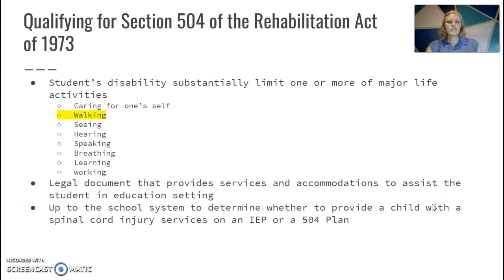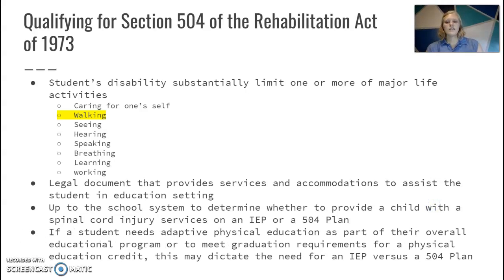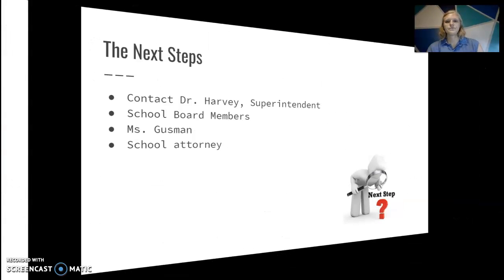It is up to the school system to determine whether Miguel would be justified under the IEP or 504 plan. Either way, he would qualify. One key thing to consider is him needing adaptive physical education. And because of that, he could benefit more, probably, under the IEP, but either way would be the right way to go.